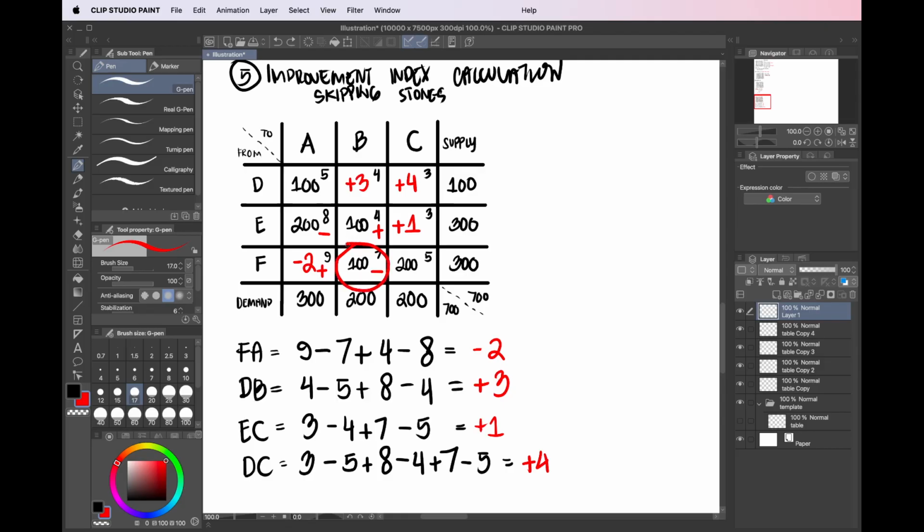Since 100 is smaller, we will be using 100 to adjust our table. Okay? So we do plus 100 here, since it is plus, right? Plus 100, minus 100, and then plus 100 and minus 100. So let's see that in action.